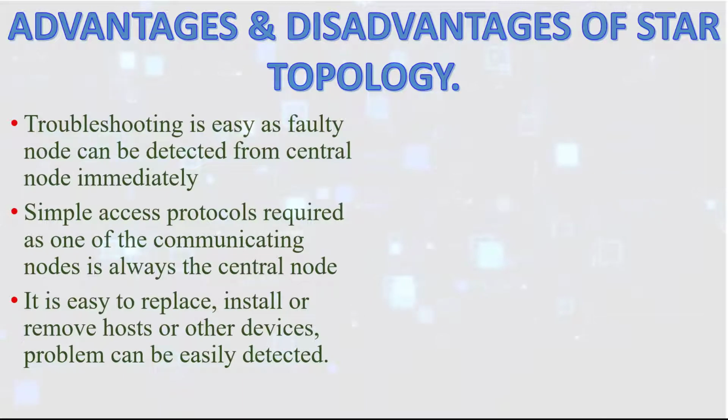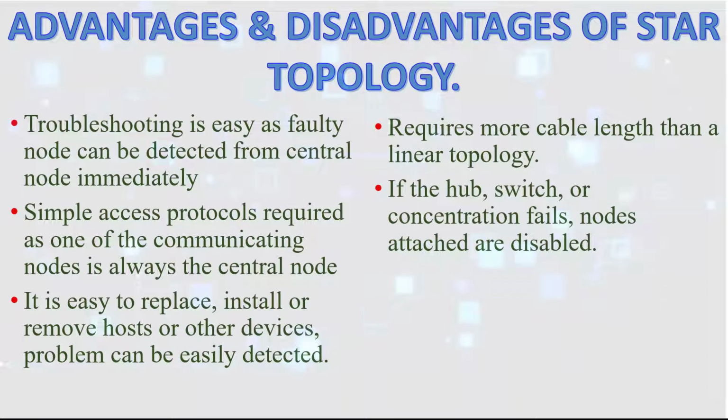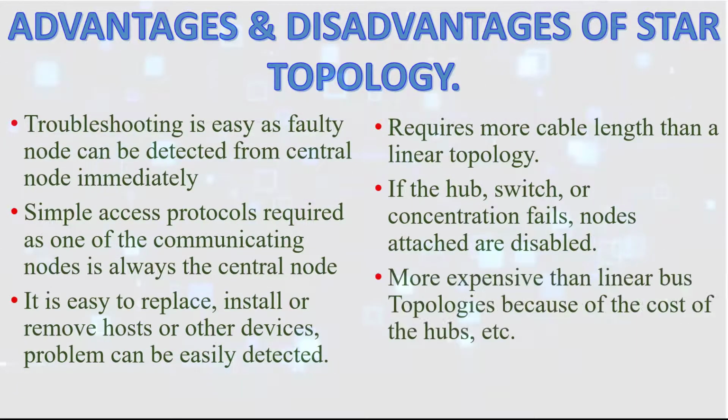This topology requires more lengthy cable, as each system connects with an individual cable, which can increase the cost of setting up the network. If the concentrator or hub fails, the whole system will crash down. The cost of installation increases, as the prices of switches and other devices can be very expensive.